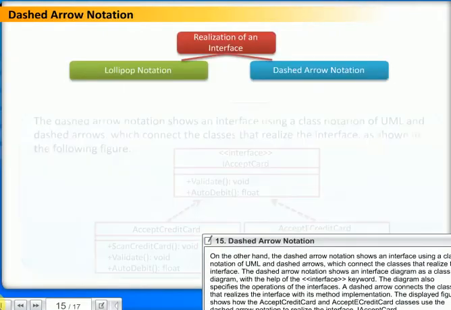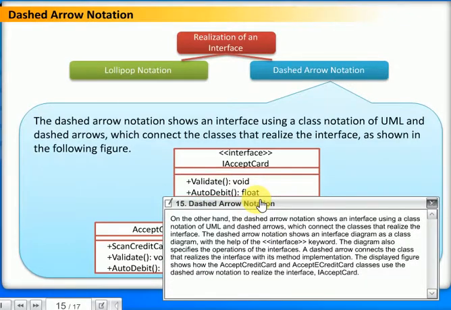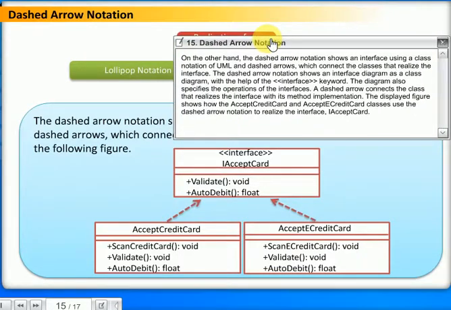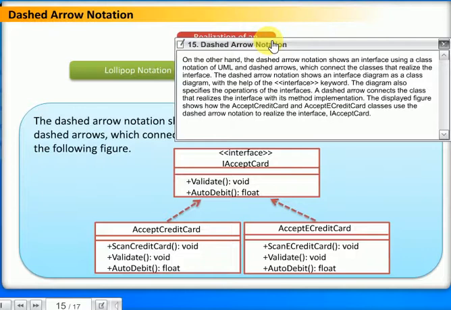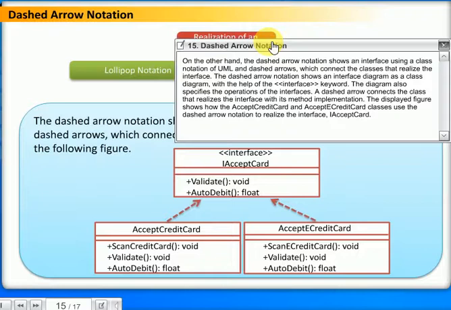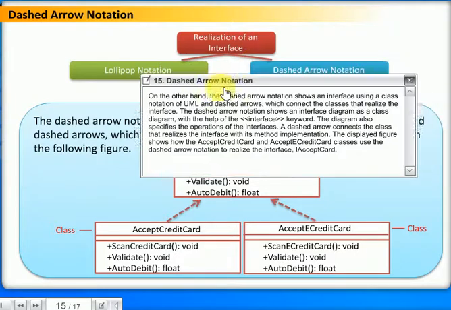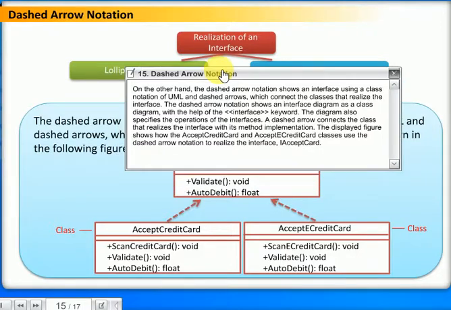On the other hand, the dashed arrow notation shows an interface using a class notation of UML and dashed arrows, which connect the classes that realize the interface. The dashed arrow notation shows an interface diagram as a class diagram, with the help of the interface keyword. The diagram also specifies the operations of the interfaces. A dashed arrow connects the class that realizes the interface with its method implementation. The displayed figure shows how the accept credit card classes use the dashed arrow notation to realize the interface I accept card.